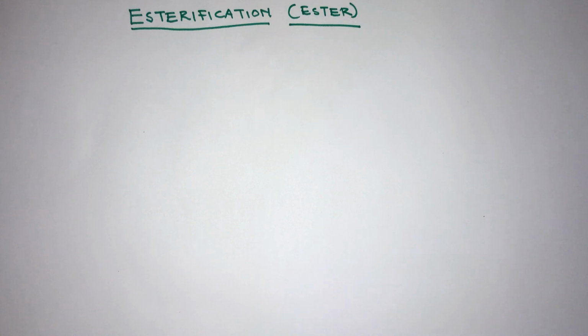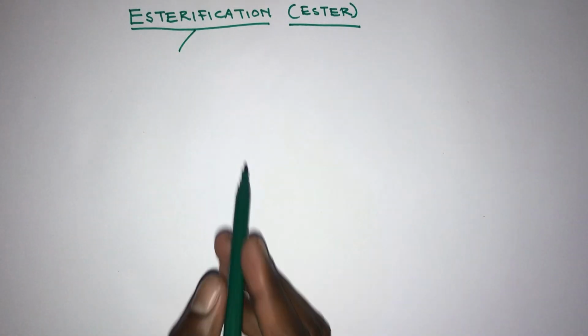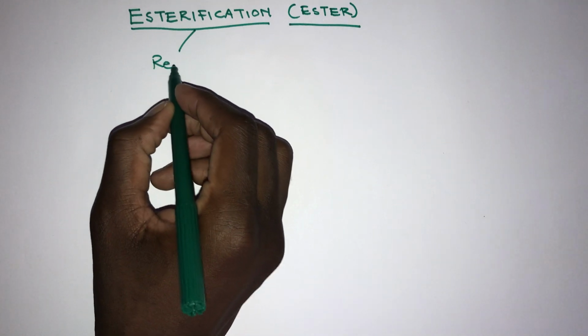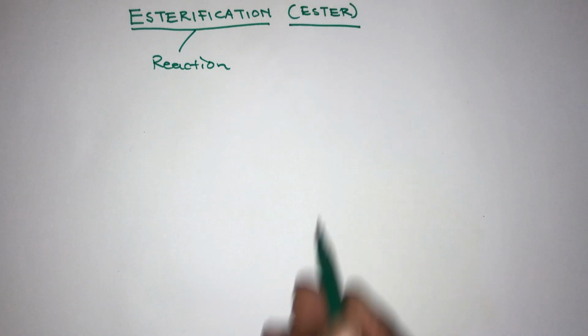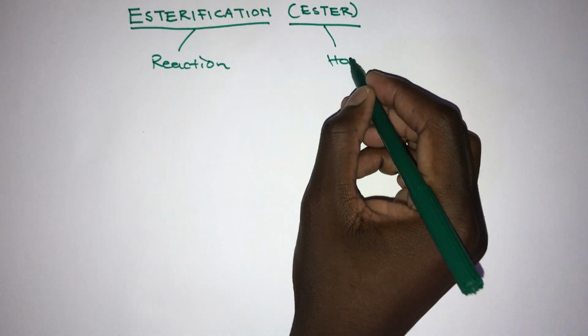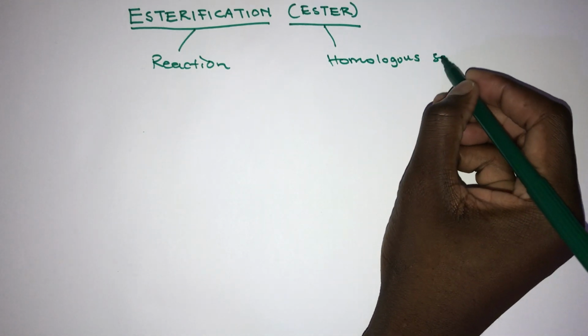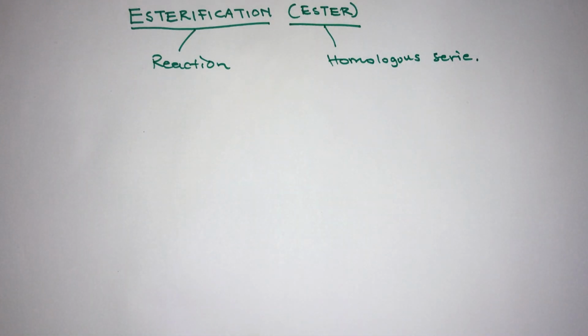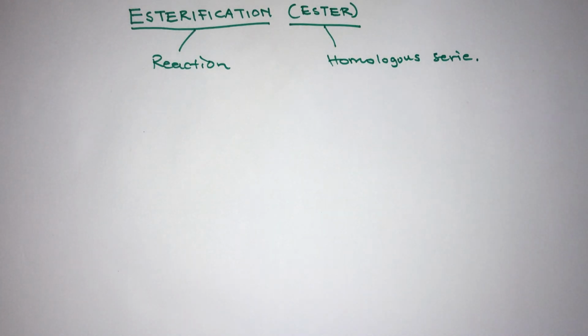Let's check the esterification, or we can call it an ester. Esterification is a reaction, so that's why I have mentioned both of them. You'll see when we move on to the types of reaction. Ester is the homologous series. Make sure you know the difference between esterification and ester: ester is a homologous series, esterification is a reaction.